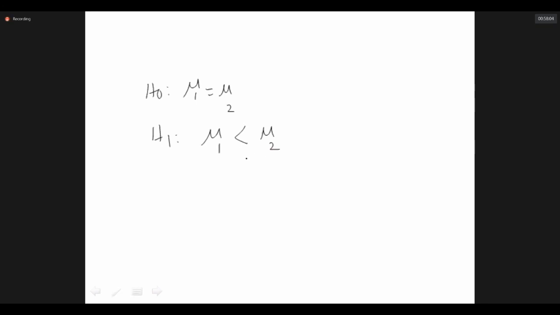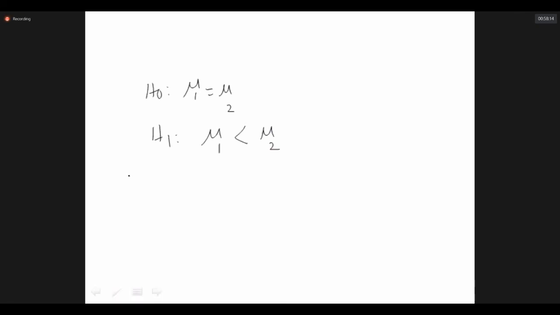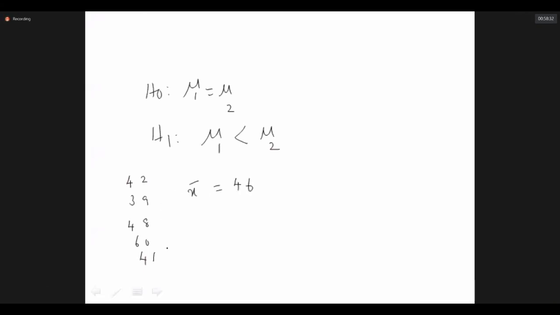So we have to find out X bar, X1 bar and X2 bar. For that, you take 42, 39, 48, 60 and 41, then you will find X bar is equal to 46, adding all these and dividing by 5.